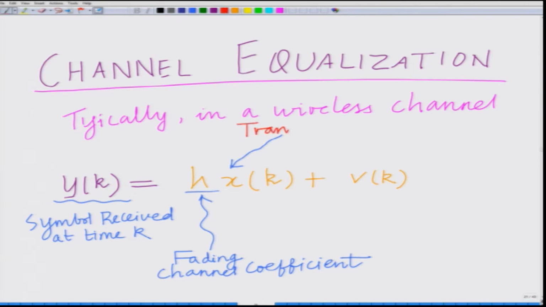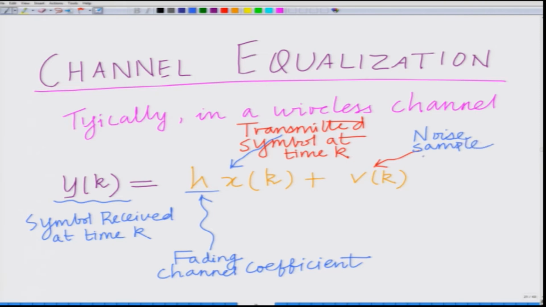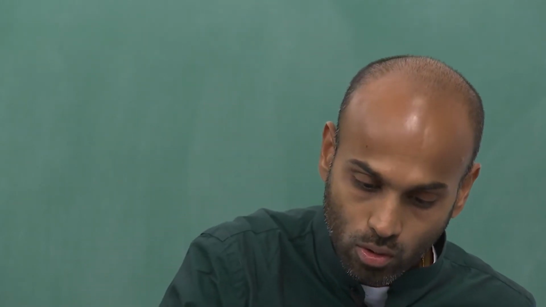And vk is basically the noise sample, the Gaussian noise sample at time k. So I have the system model which can be described as yk equals h times xk plus vk. Yk is the received symbol, h is the fading coefficient, xk is the transmitted symbol, vk is the noise sample. And observe that in this model the received symbol yk depends only on the current transmitted symbol xk. So this is a very subtle but an important aspect, that the received symbol depends only on the current input xk.